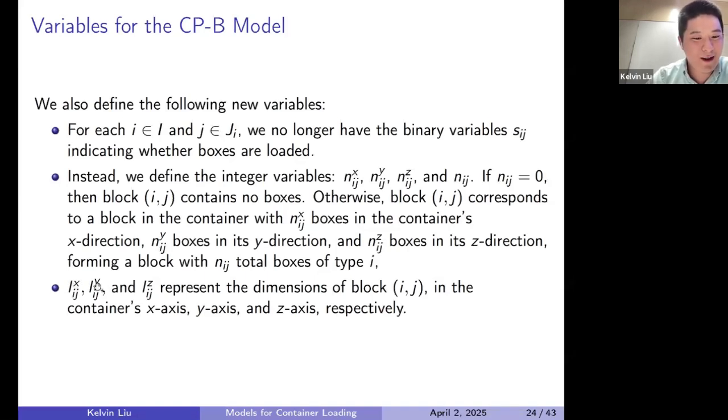Then lx, ly, and lz are the final variables we need, and they represent the dimensions of the entire block in each of the 3 directions. So they will be used to check if different blocks overlap.